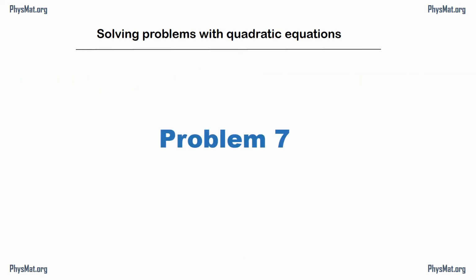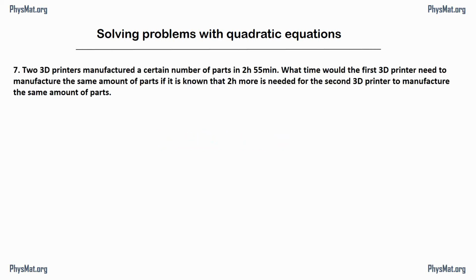The final problem is problem number 7, and it says that two 3D printers manufactured a certain number of parts in 2 hours and 55 minutes. And we are asked what time would the first 3D printer need to manufacture the same amount of parts if it is known that 2 hours more is needed for the second 3D printer to manufacture the same amount of parts.